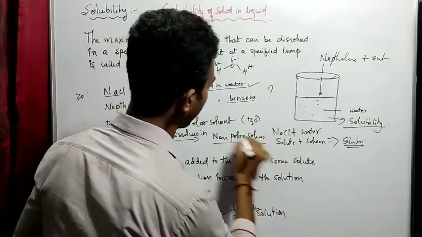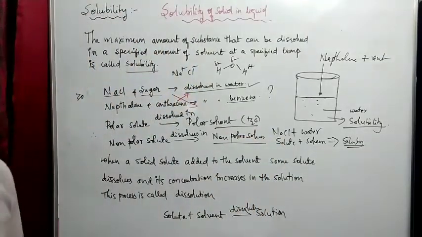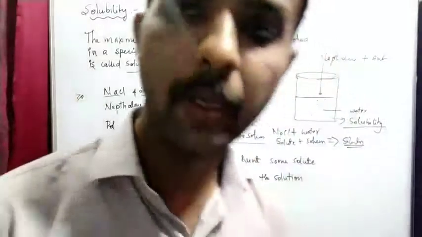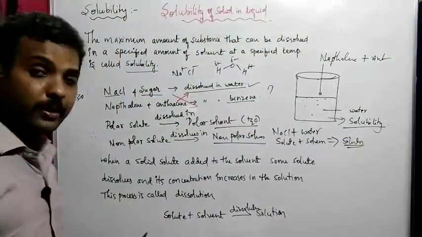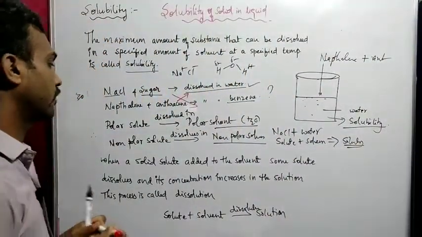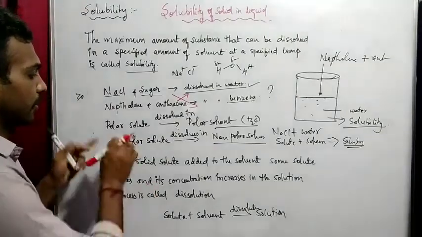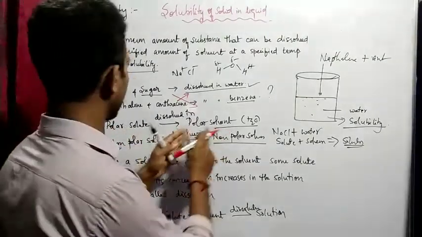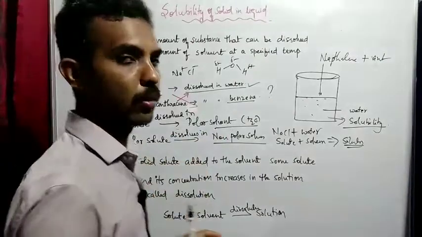So remember, very very important, right? In a polar solvent, what happens? A polar solute dissolves. In the same way, in which solvent does a non-polar solute dissolve? A non-polar solute dissolves in a non-polar solvent, right? Therefore, polar solute and polar solvent, non-polar solute and non-polar solvent.